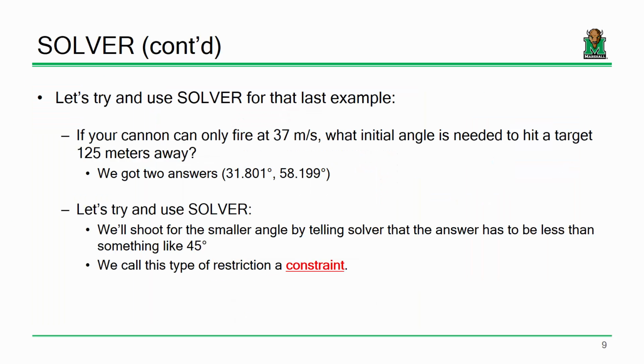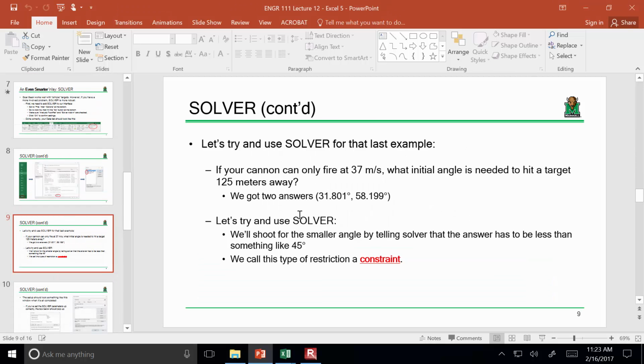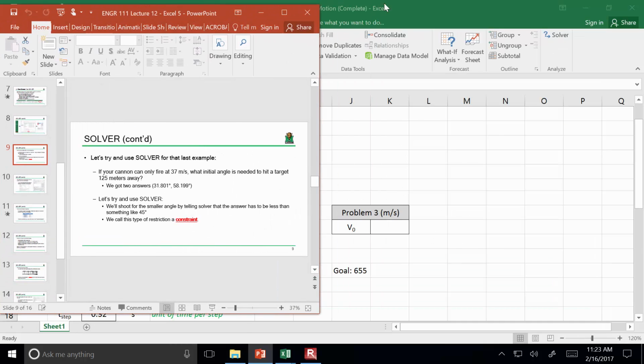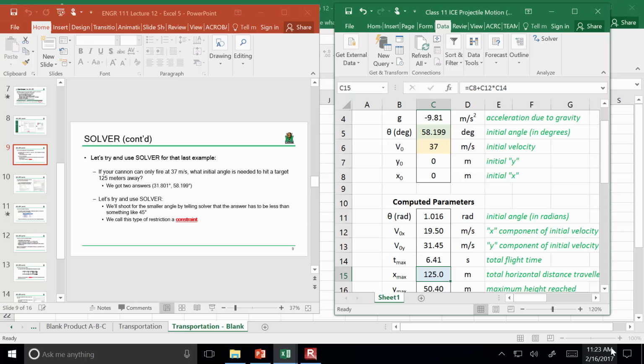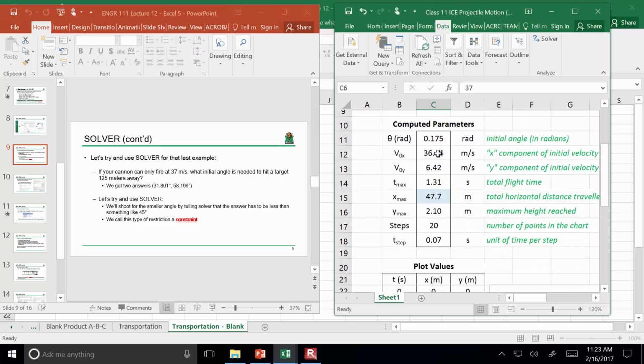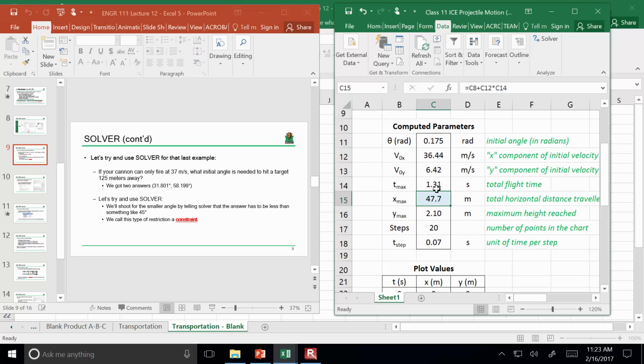Okay, so we've got solver. Now, let's try the same kind of problems. Instead of using the goal seek, let's use solver. So the 37 meters per second and 125 meters away. So this time with solver. So here's the same projectile motion, and I have my guess value of maybe 10 degrees, firing at 37 meters per second, and I want to find the X max that's 125.